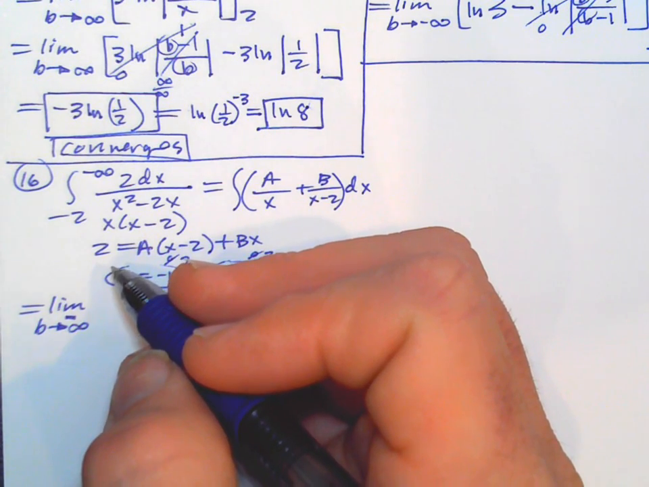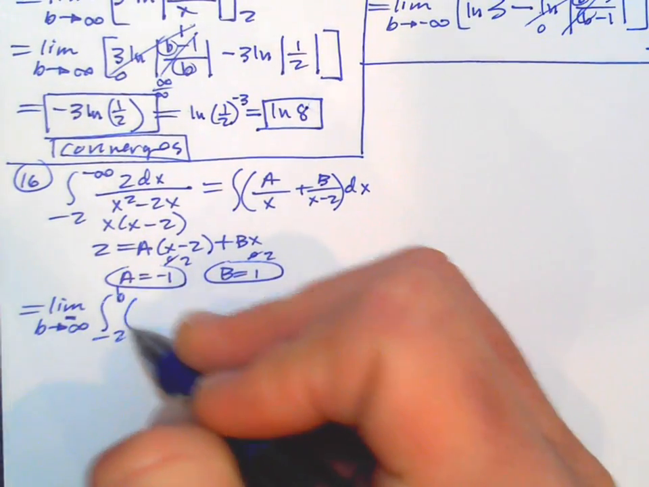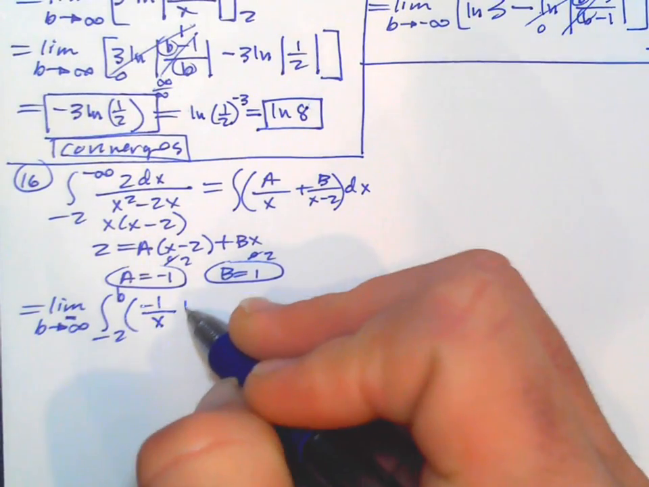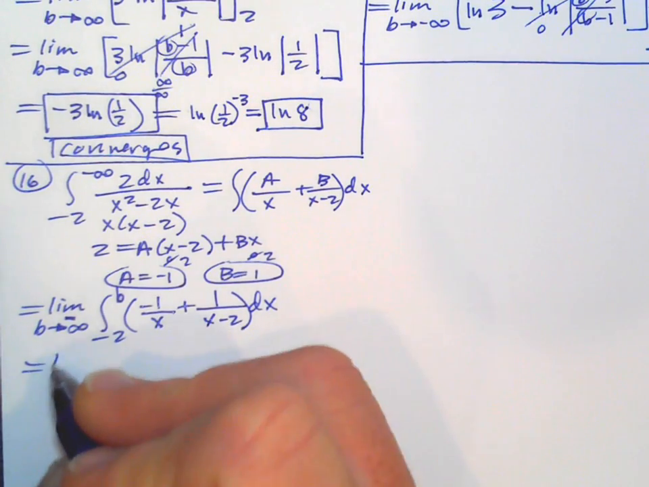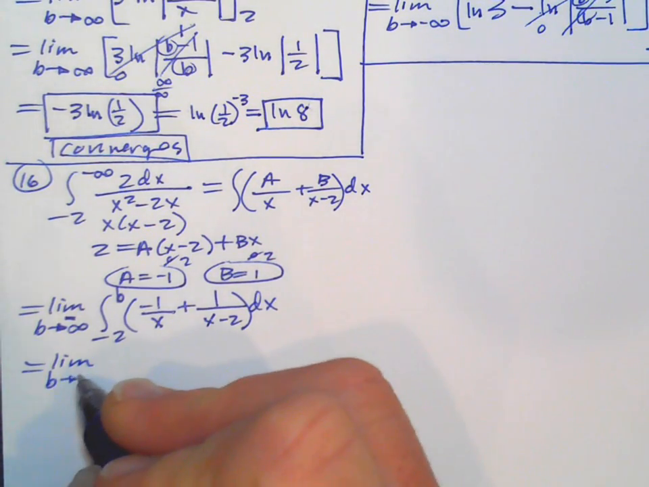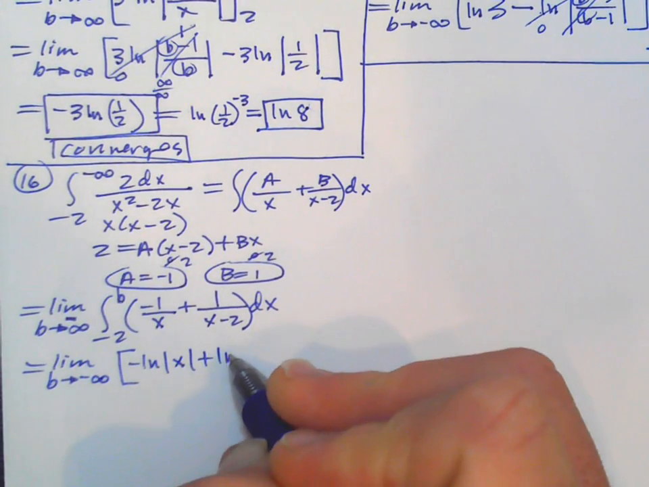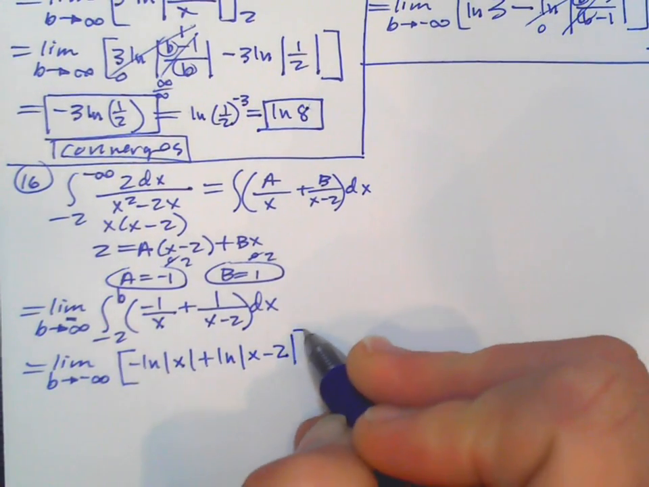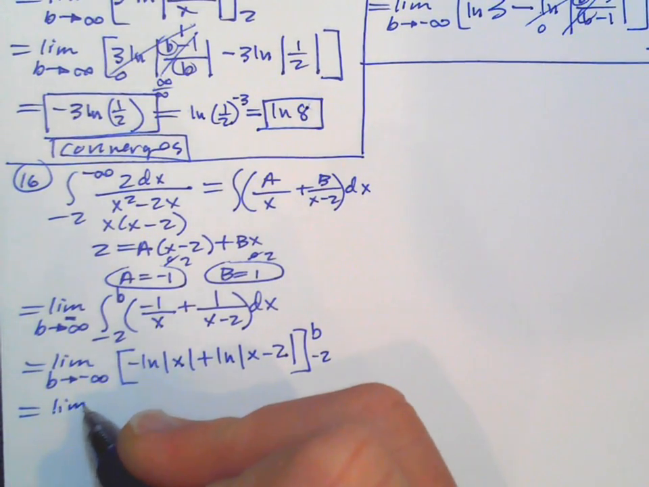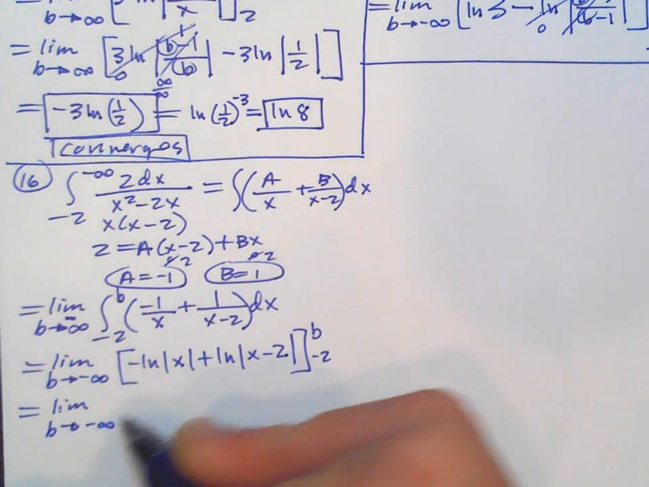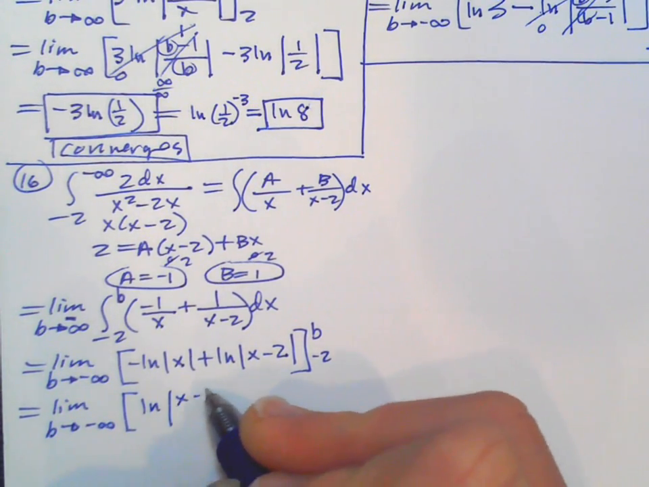Let's see. Okay. So it's going to be -2 to b, and it's going to be negative 1 over x plus 1 over x minus 2 dx. So we're going to get limit as b goes to negative infinity. Antiderivative is going to be negative natural log the absolute value of x plus natural log the absolute value of x minus 2. We could combine these together. It's easier to do it now than later. This is going to be natural log of x minus 2 over x.